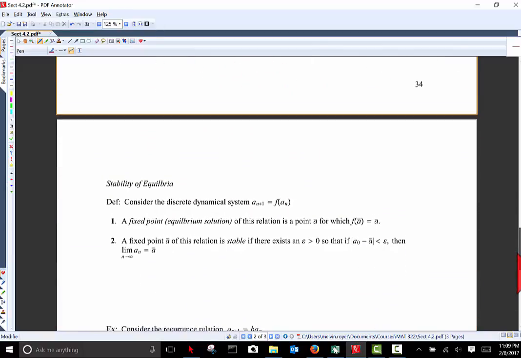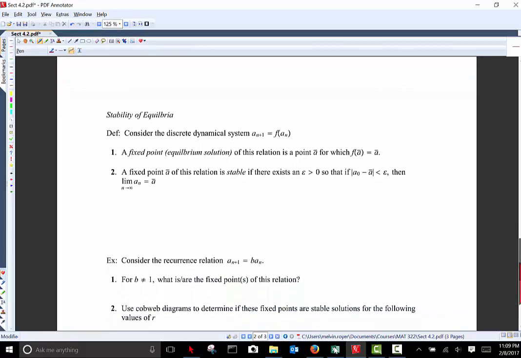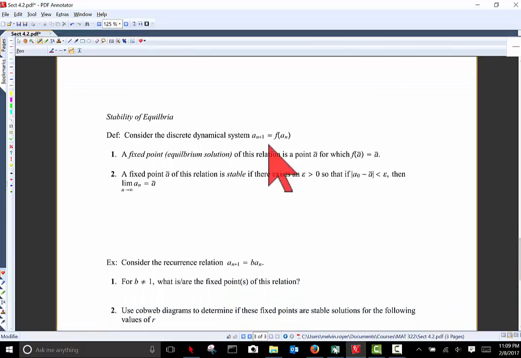Let's discuss this idea of stability just a little more. So I'm not going to commit to a particular form. A sub n plus 1 is some function of a sub n. It might be a linear function or an affine function, but it could be something much more complicated. So a fixed point or an equilibrium solution is a value which, when you plug that value into the function, you get the same thing out. The function doesn't change this value a bar.